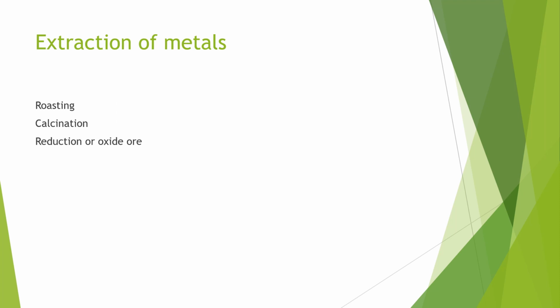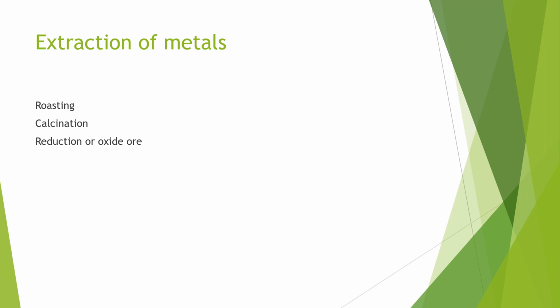Now let's see about extraction of metals. First is roasting. It is the process in which a sulfide ore is heated below its melting point in the presence of excess air to convert it into metal oxide. Second is calcination. It is a process in which a carbonate ore is heated below its melting point in the absence of air to convert it into metal oxide.